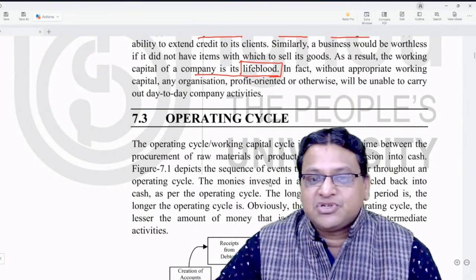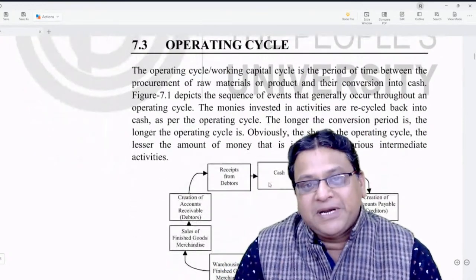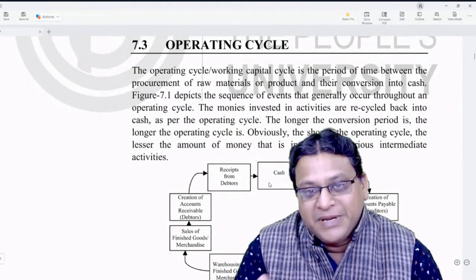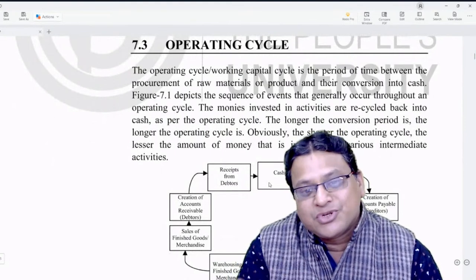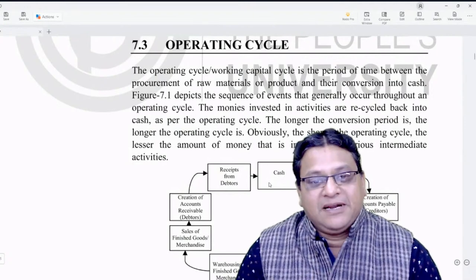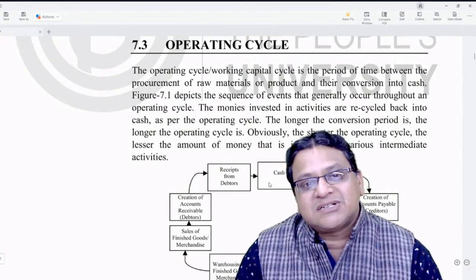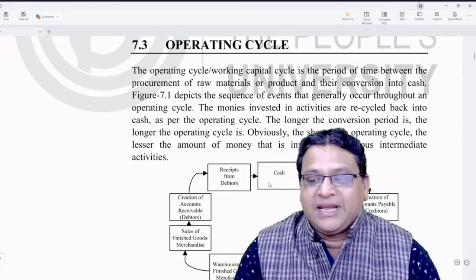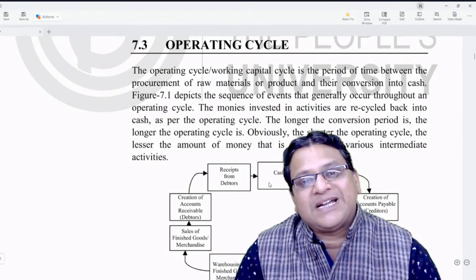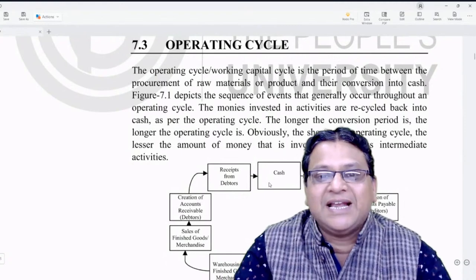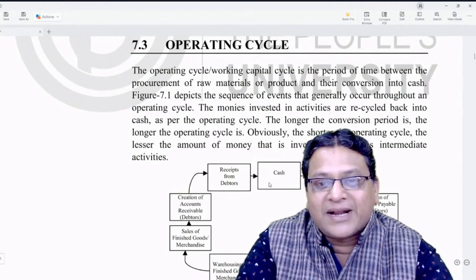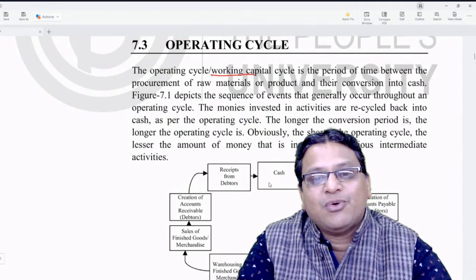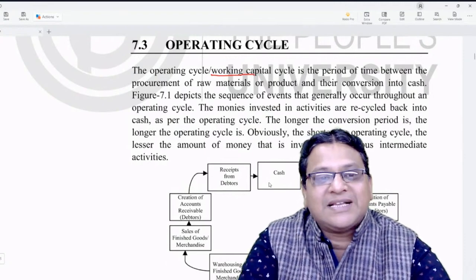So we have discussed working capital. Working capital is also called revolving capital. Working capital is also called circulating capital. Now we'll discuss the concept of operating cycle in working capital. What is the importance of operating cycle? The operating cycle is also known as working capital cycle. It is also known as cash to cash cycle.